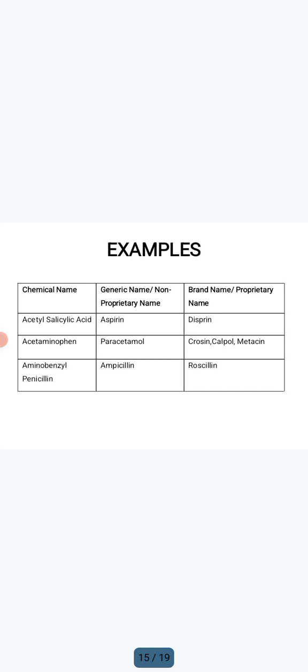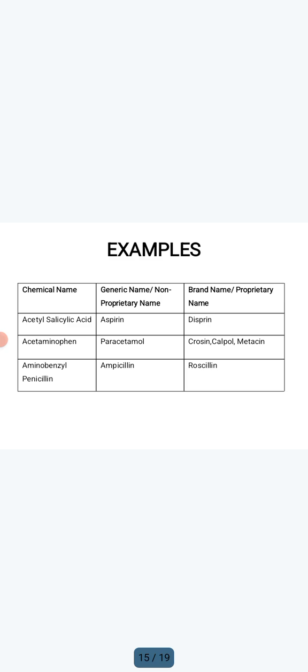Examples of drugs: acetyl salicylic acid is a chemical name. Aspirin is a generic name, a non-proprietary name. The brand name is Disprin. The second one, acetaminophen, is a chemical name. The generic name is paracetamol, and the brand names are Calpol, Metacin, Crocin.